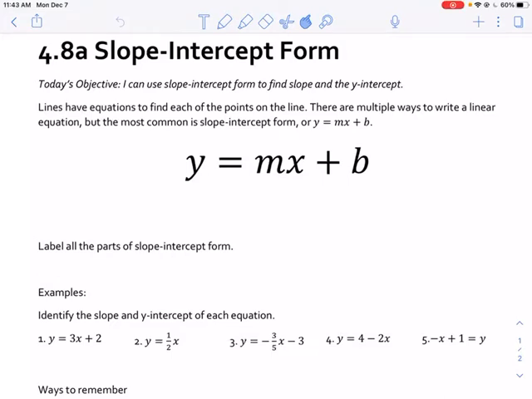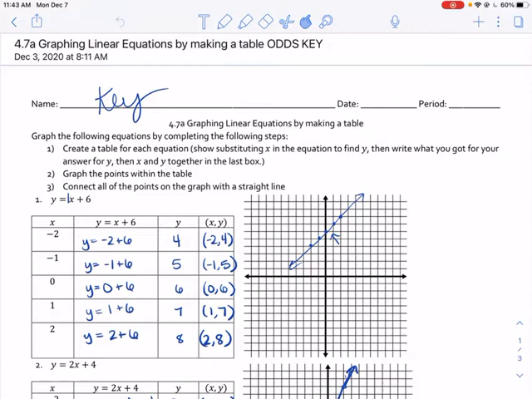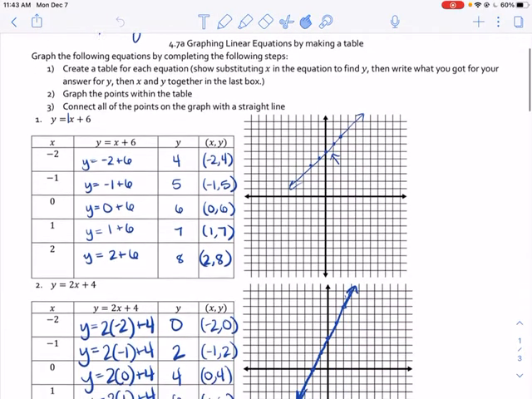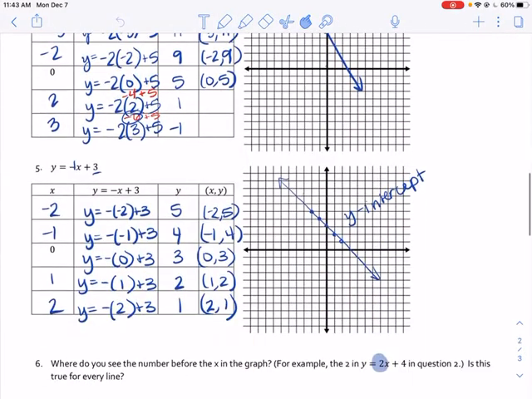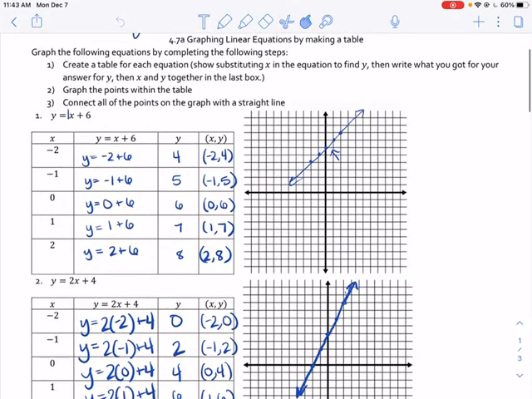Today we are learning about slope-intercept form. In 4.7a, I asked you to tell me where you saw the numbers in the equations. Here I have 4.7a, and here's what I did. Let's look at the numbers in the equations and see if we can find out where they show up in the graph.